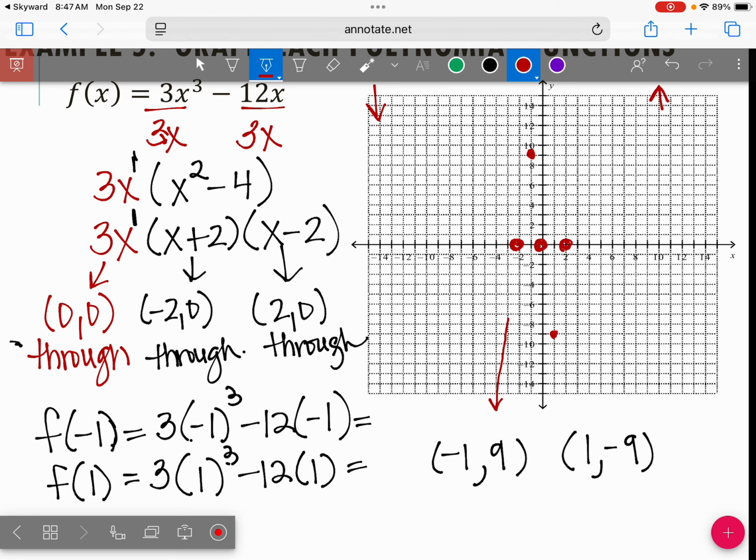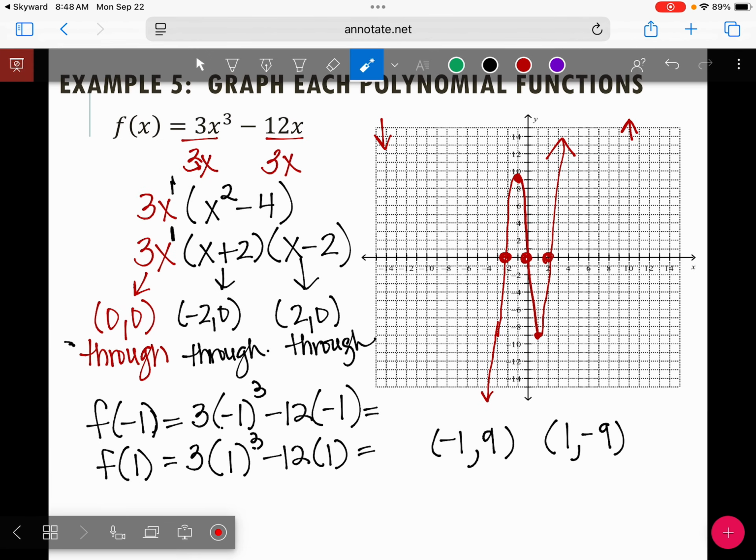Okay. So we're going to come up, go through, hit that point, come down, go through, hit that point, and come back up. So we don't have any absolutes. We have a relative max here and a relative min here. All right, that's it for today. That's the end of 4.2.